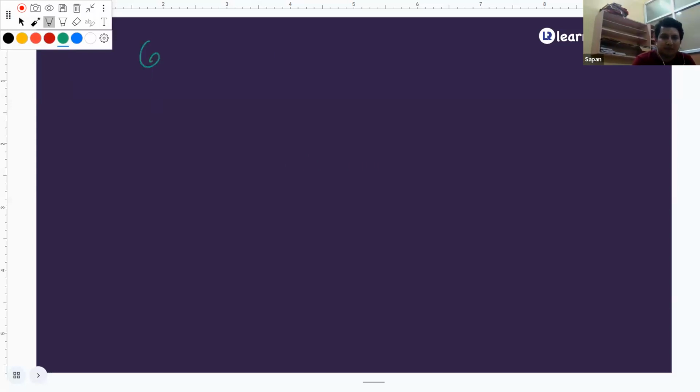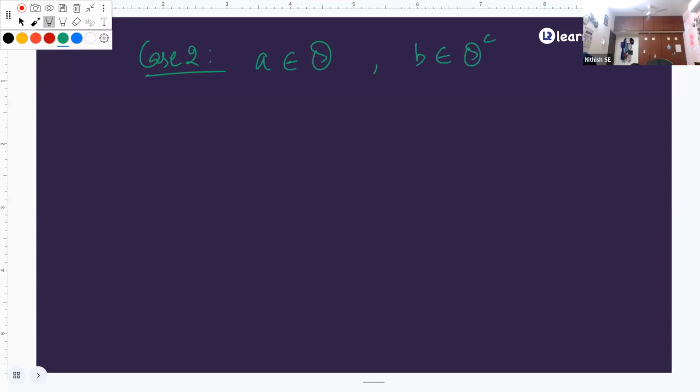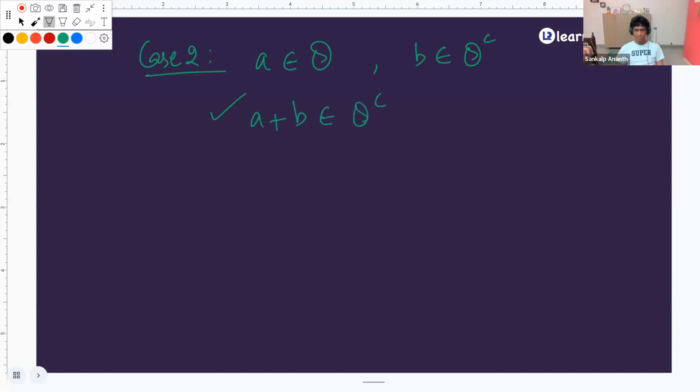So at least we know what case 2 was. Yes, sir. Case 2 was: A is a rational number and B is an irrational number. What is done? A plus B will always be irrational.